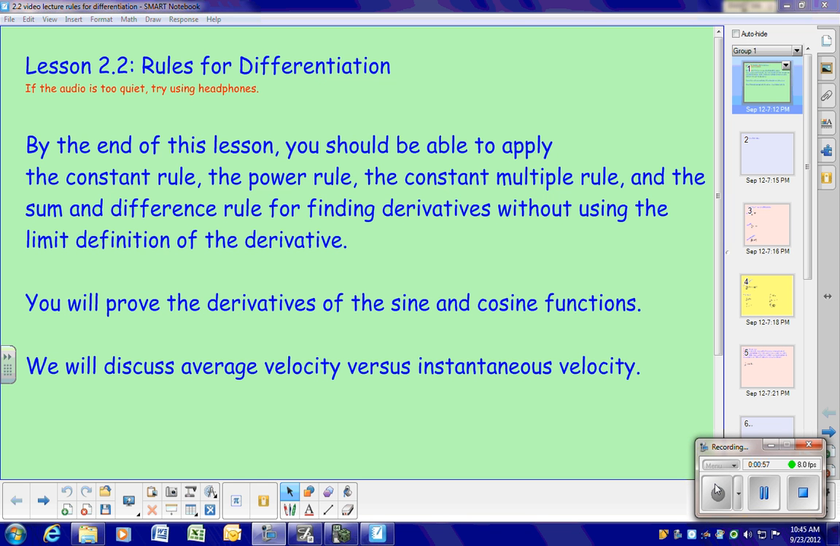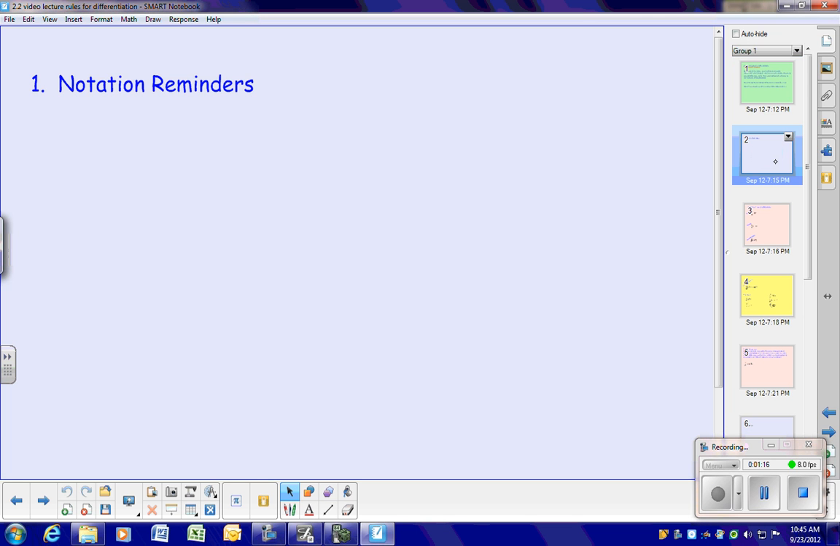Okay, you can read here the goals I have for this lesson. There are a lot of different rules for differentiation. This is the infamous shortcut rule lesson. So that is exciting for those of you who are sick of the limit definition of derivatives. And we will look at the sine and cosine function derivatives, and we will look at average velocity versus instantaneous velocity.